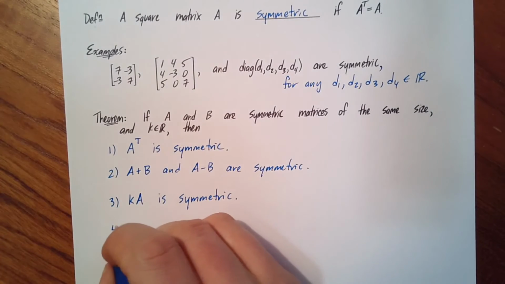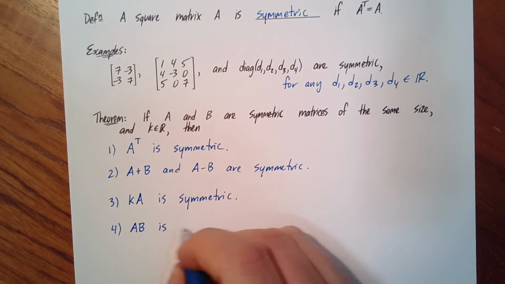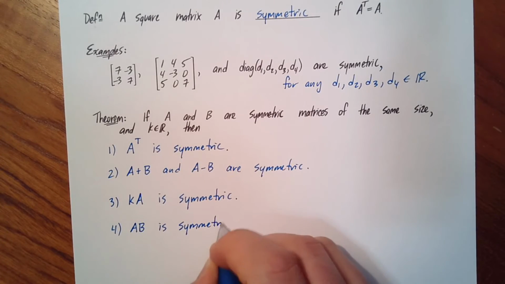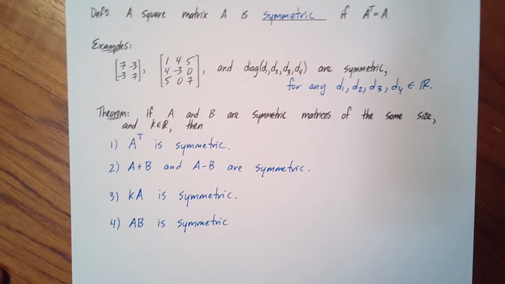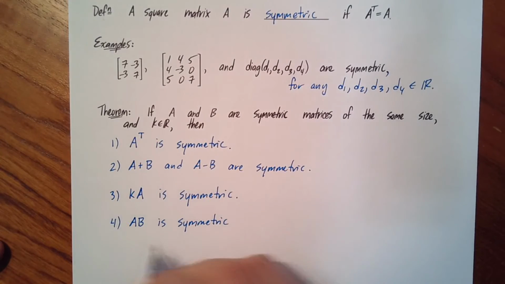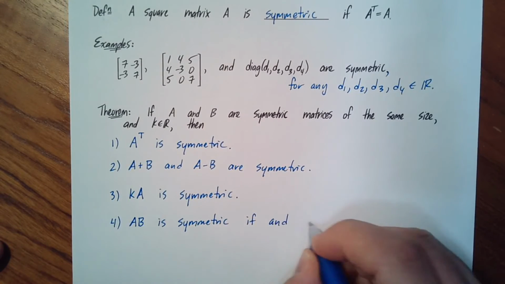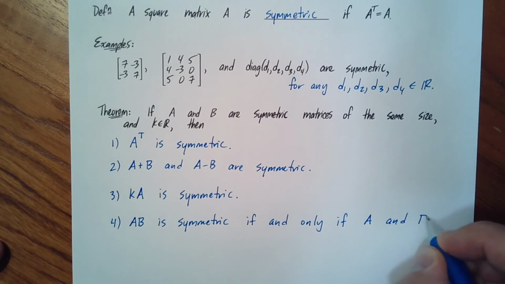Now, the fourth statement is a statement about the product. AB is symmetric, and I'm actually not going to put a period here just yet because it's not quite that simple. It would be nice if we could just say AB is symmetric. That would mean the product of symmetric matrices is symmetric, but it turns out that's not always the case. But sometimes it will be. But what this statement is going to give us is a criterion to determine whether the product AB is symmetric, just based on properties that A and B have. So the product AB is symmetric if and only if A and B commute.